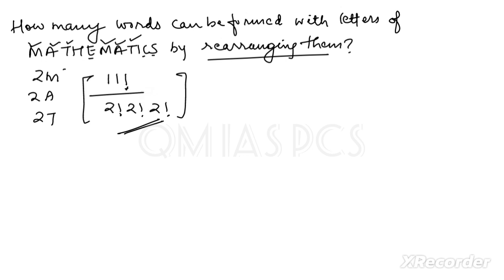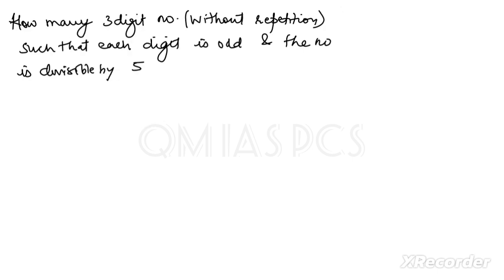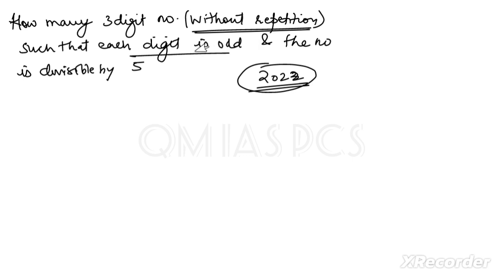Now looking at the next question. Okay, look at this question. It's a very easy and very conceptual question. The question is from UPSC 2022. It is asking how many 3-digit numbers without repetition, just note it down, without repetition, such that each digit is odd. Whatever important clue is given, we have to underline it. Each digit should be odd and the number is divisible by 5.